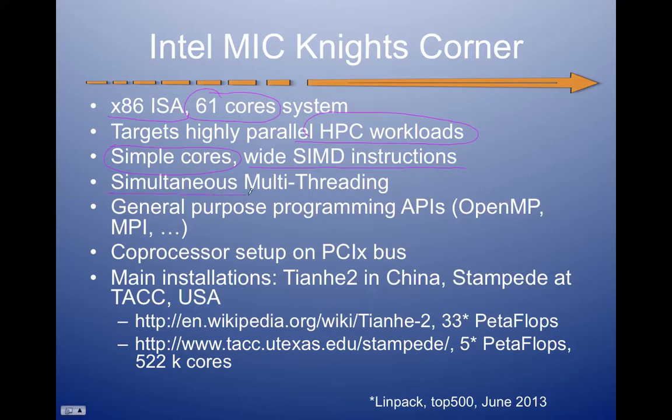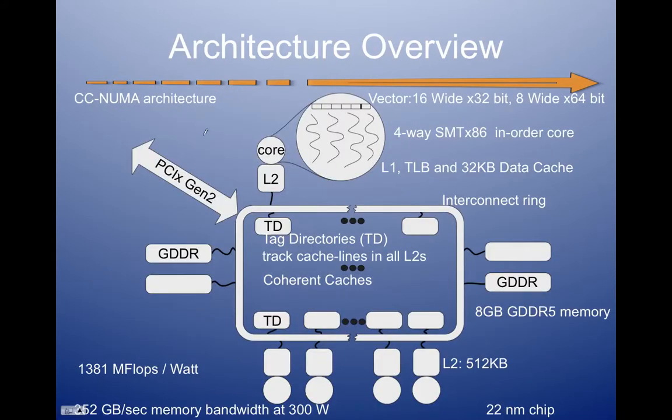It runs what is called a simultaneous multithreading technique. It supports general purpose APIs, so OpenMP, MPI, pthreads. It's set up as a coprocessor on the PCI Express bus, and there are two main installations, one in China and one in the US. The one in China is 33 petaflops. It's a huge machine, and the other one is a 5 petaflop machine, and this 5 petaflop machine has 500,000 cores.